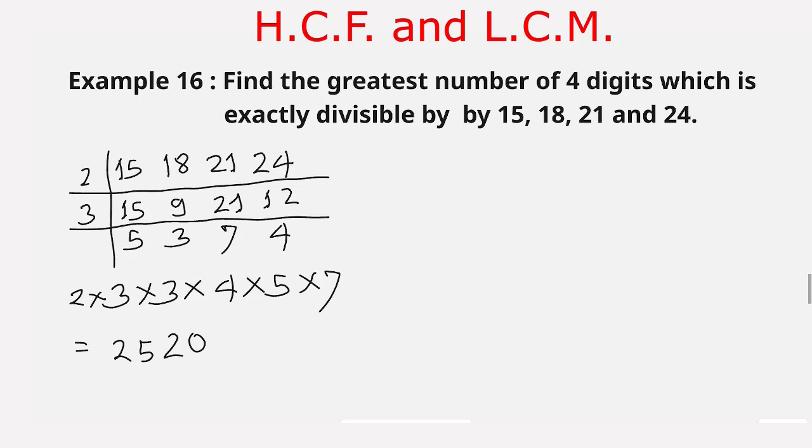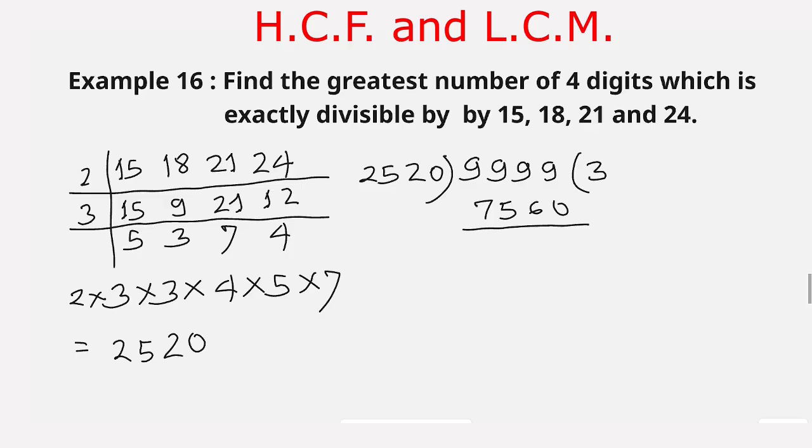Now the greatest number of 4 digit is 9999. We divide this by 2520. It divides for 3 times. 3 times 2520 is 7560. On subtracting we get 9 minus 0 is 9. 9 minus 6 is 3. 9 minus 5 is 4 and 9 minus 7 is 2.